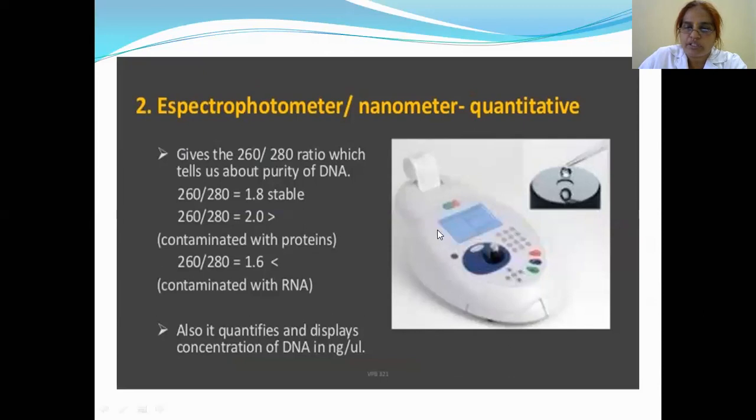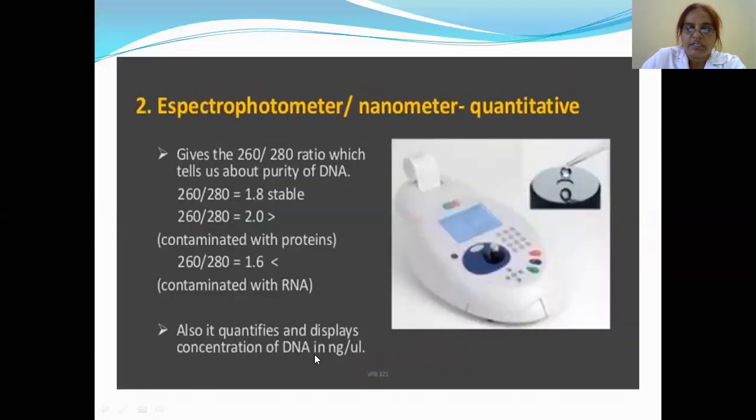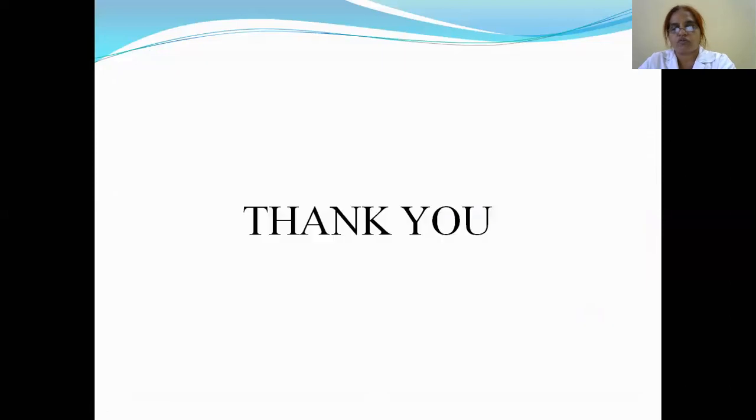This is highly sophisticated. It also quantifies and displays the concentration of DNA in nanograms per microliter. Here, it is micrograms per ml, 1 to 50 micrograms per ml. But here it is DNA in nanograms per microliter. So if you have a small quantity of the solution, you can quantify the DNA in nanograms per microliter. This is the nanometer. It's highly sophisticated. Thank you.